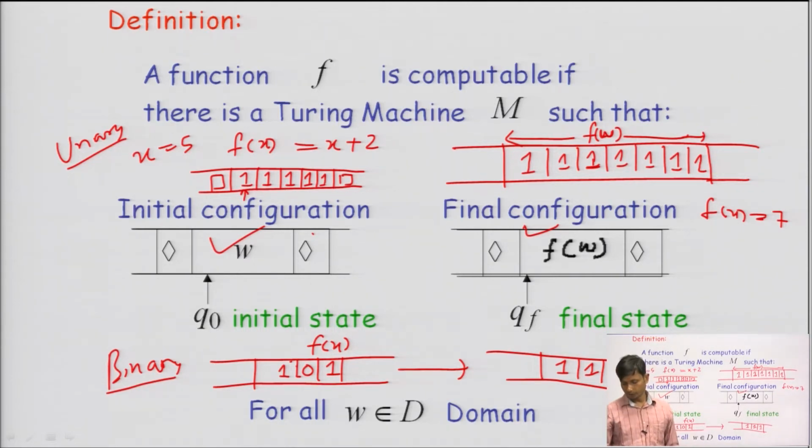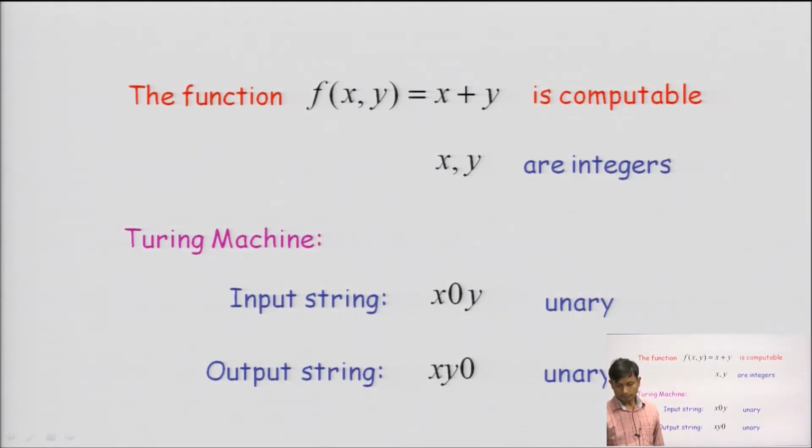Now we will go to one example, f(x) = x + y. This is the addition of two numbers, where x and y are integers. What is the Turing machine? This is the input string, unary. Unary means you have taken x 0 y.